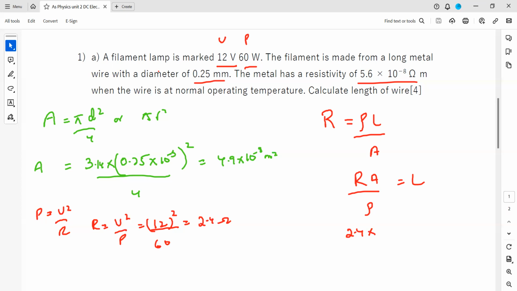We have the cross-sectional area, that is 4.9 into 10 to the power minus 8 meters square. And we have the resistivity, which is 5.6 into 10 to the power minus 8. So when we solve, we'll get the length of the wire, which is about 2.1 meters. So that is the length of the filament lamp, which has a resistance of 2.4 and a cross-sectional area of 4.9 into 10 to the power minus 8.